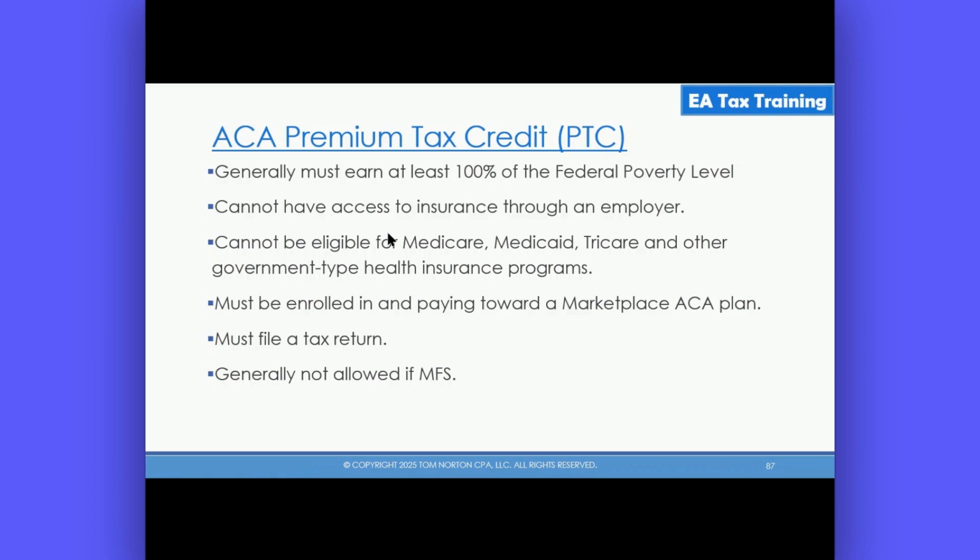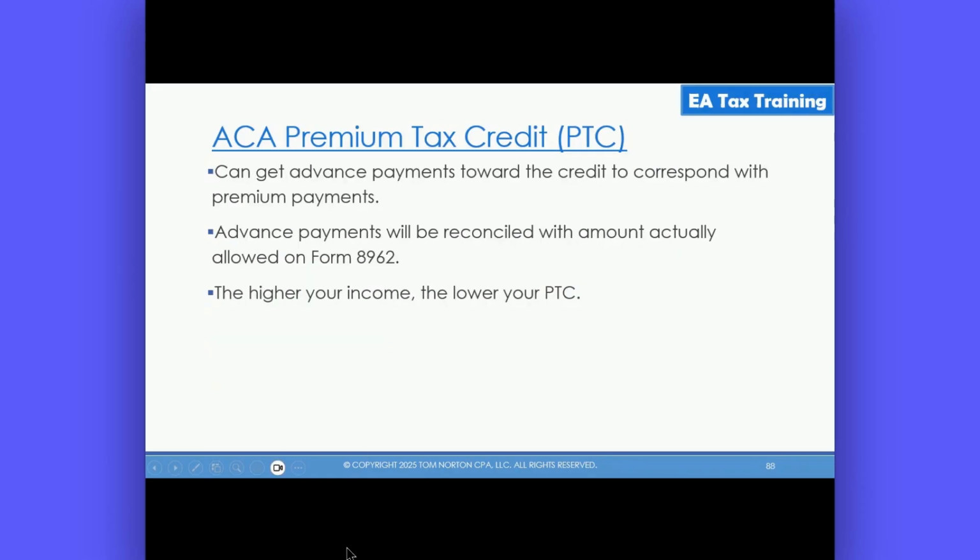TRICARE is for members of the military. You must be enrolled in and paying toward a marketplace ACA plan. You must file a tax return. So back in video 1, when we talked about people who have to file a return, regardless of the amount of their gross income, this was one of those exceptions. If you're taking the premium tax credit, you do have to file a tax return, and you are generally not allowed to file married filing separately.